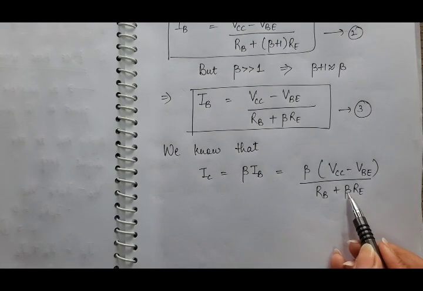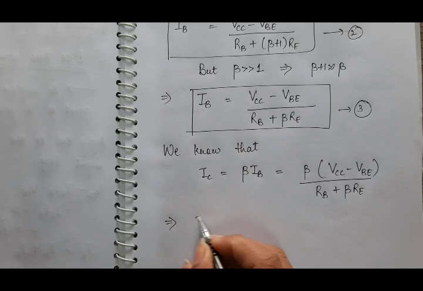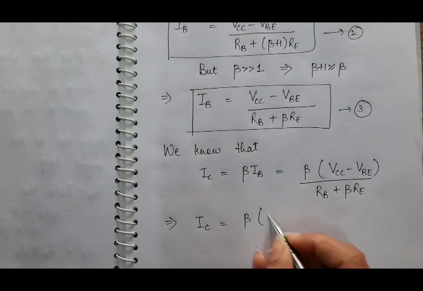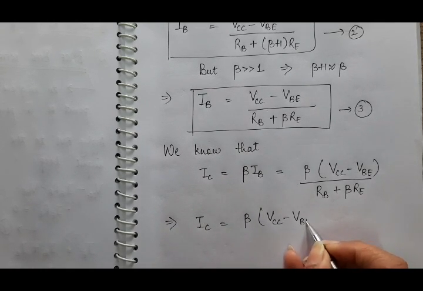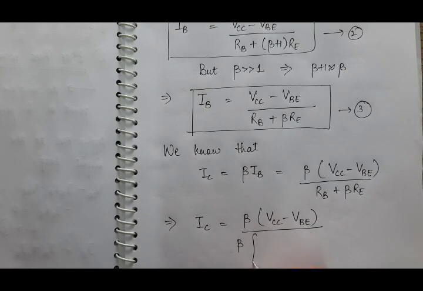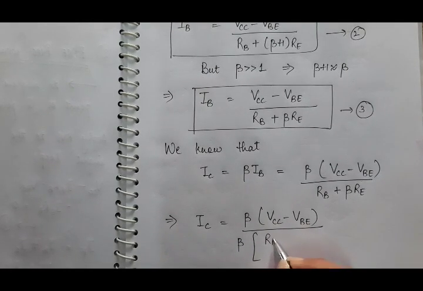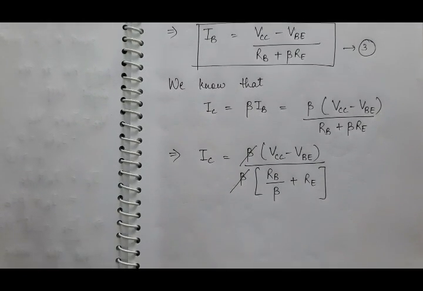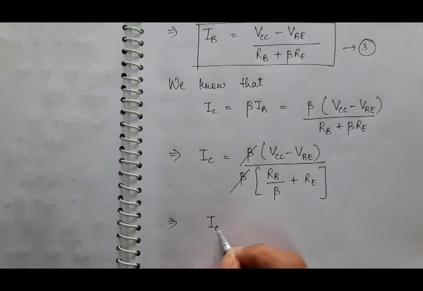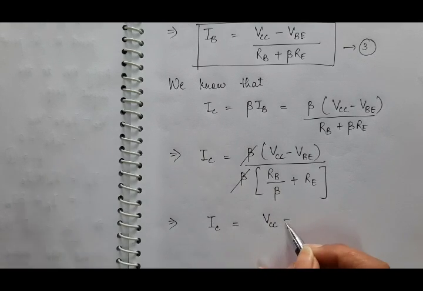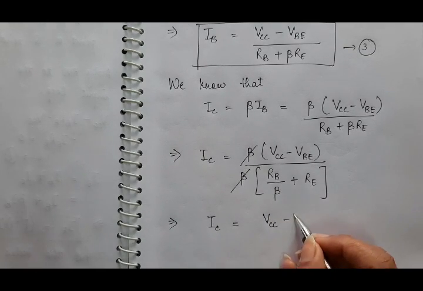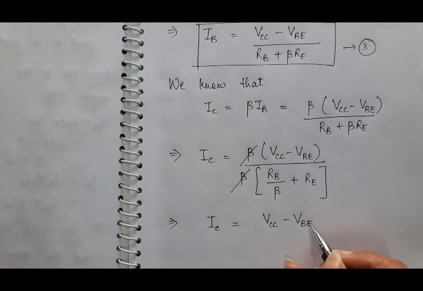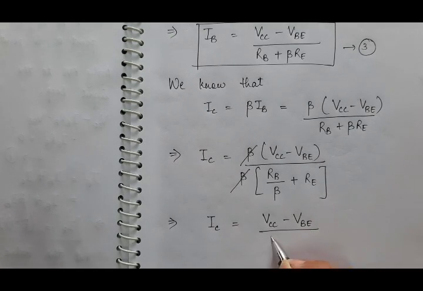Now take this beta common from the denominator. So IC is equal to beta times VCC minus VBE upon, take beta common. So here you will have RB by beta plus RE, and this beta and beta will be cancelled out. So we have the value of one coordinate of operating point, which is VCC minus VBE upon RE plus RB upon beta.